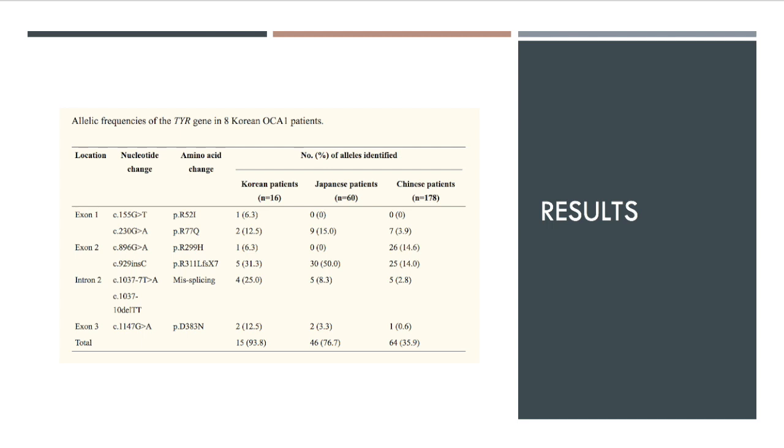Overall, it was determined by the results of this study that out of the 6 alleles, C929insC was the most frequently detected in Korean patients and was mainly associated with OCA1A phenotypes.